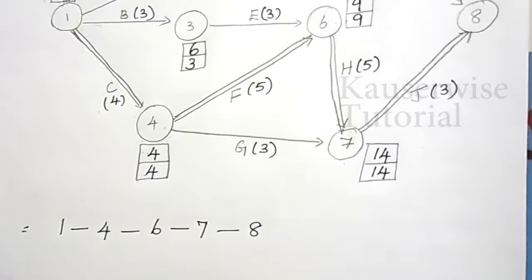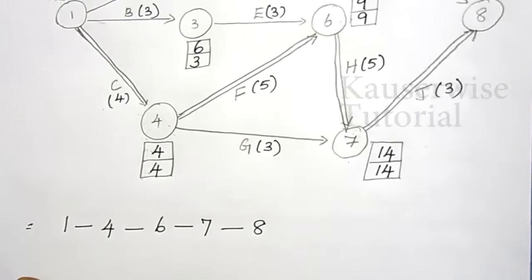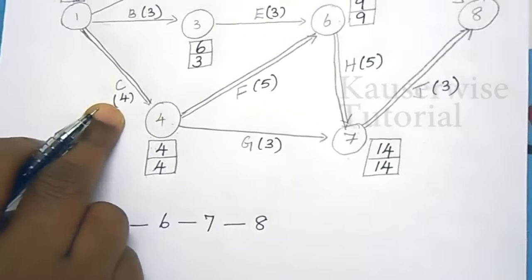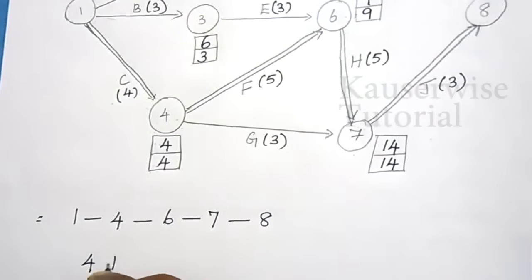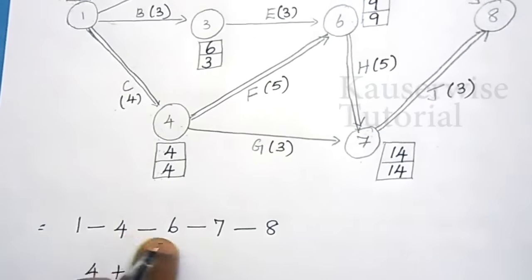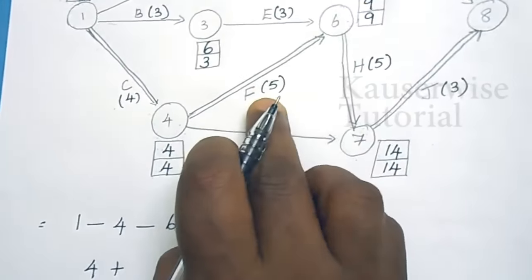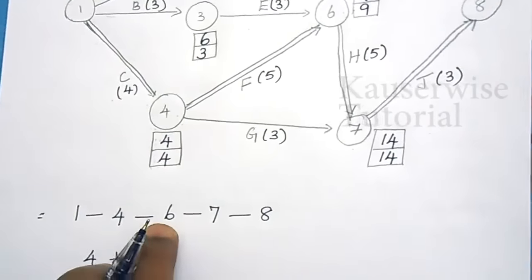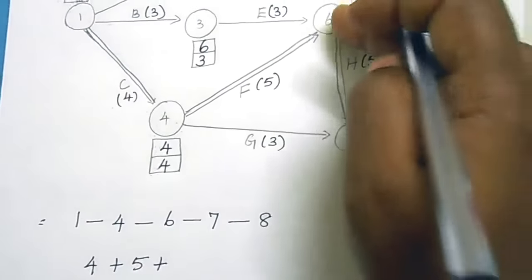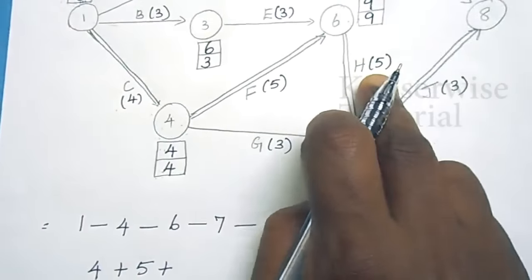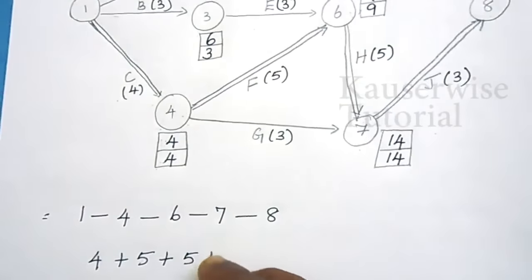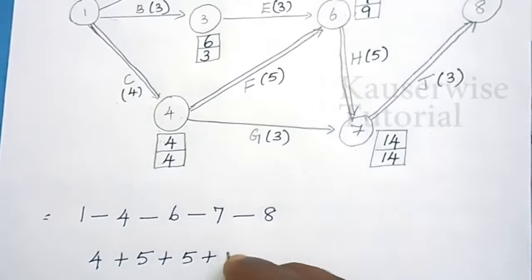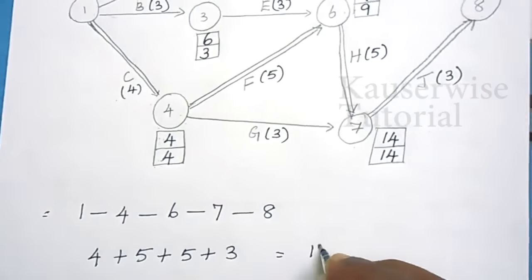So now we have to find the expected completion time. For 1 to 4, duration is 4 weeks. 4 plus. And 4 to 6, duration is 5 weeks. Plus. From 6 to 7, duration is 5 weeks. Plus, from 7 to 8, duration is 3 weeks. So, total 17 weeks.